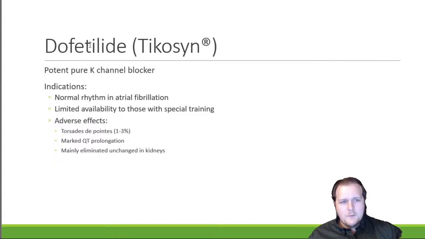Make sure the potassium is in range, calcium, magnesium is all good in range. Make sure the renal function is not too depressed, because this actually undergoes pure renal elimination. So if they have a hit in their kidney function, levels of Tecousin are going to build up pretty quickly. It can lead to life-threatening arrhythmia.